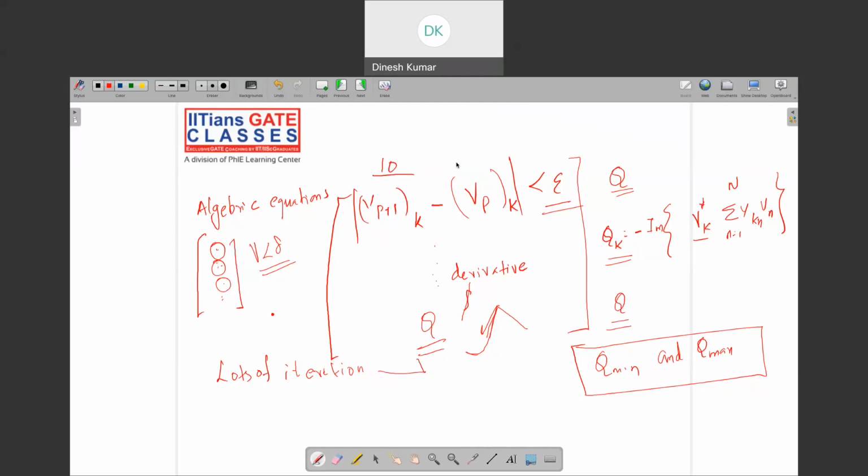And at the end, we will look at the different fault analyses: single line to ground fault, line to line fault, three phase fault, and all those things. So by this, in a very small way, we will be covering almost all the aspects of the power system.